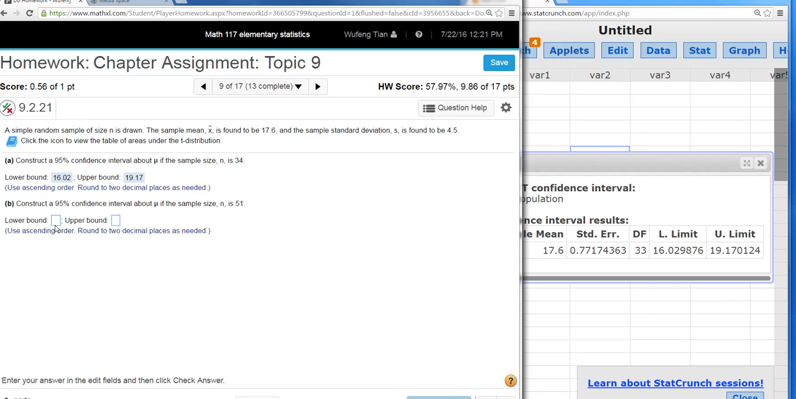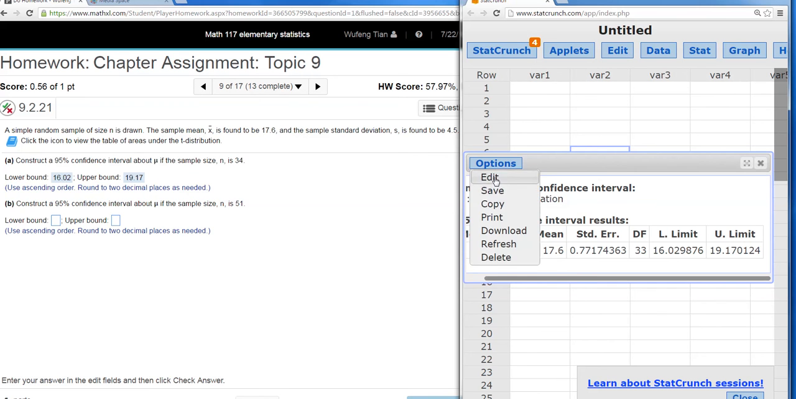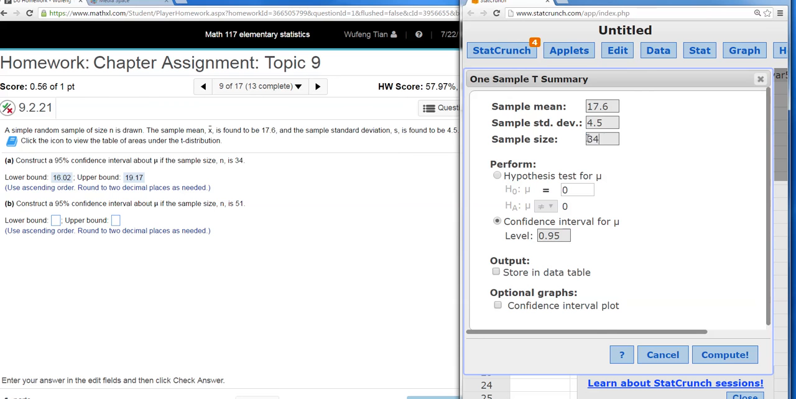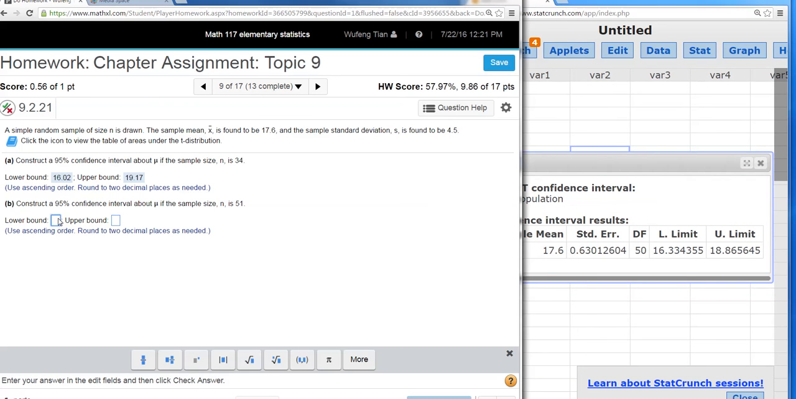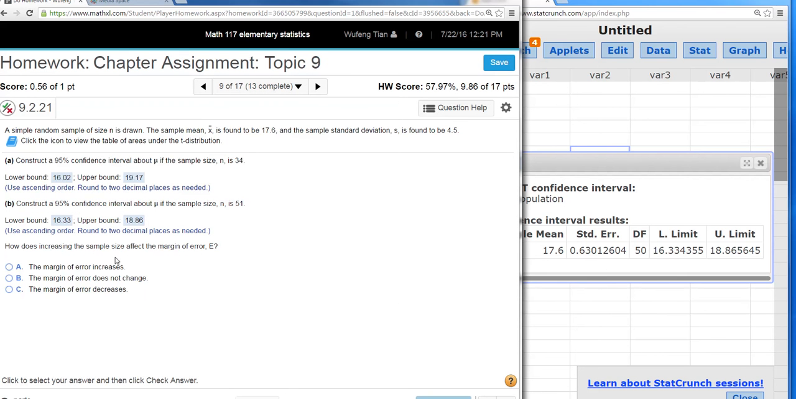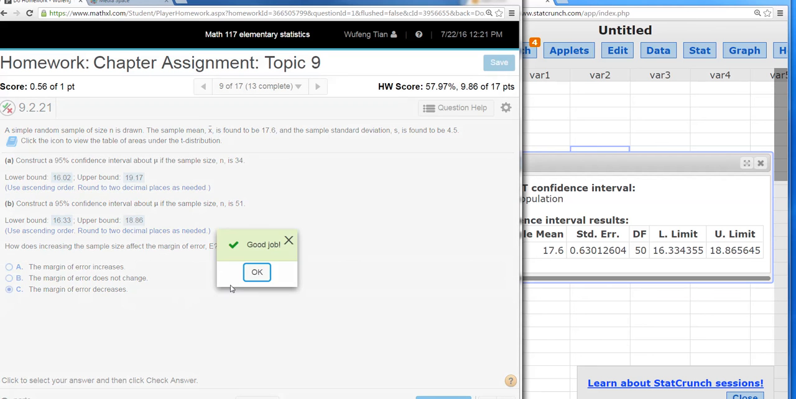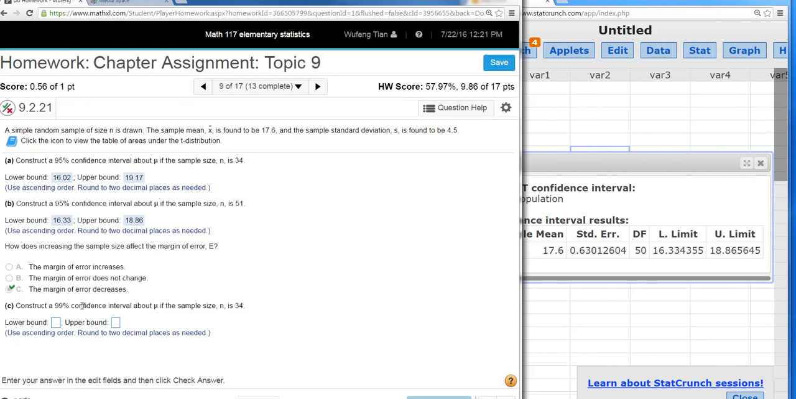And for the 95% confidence interval, you can just add it. And you change the sample size to 51. And then you compute it. You have 16.33 and 18.86. Okay. When the sample size increases, the error will decrease. Okay. You will do the rest by yourself.